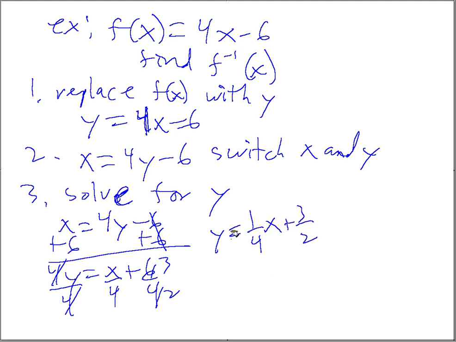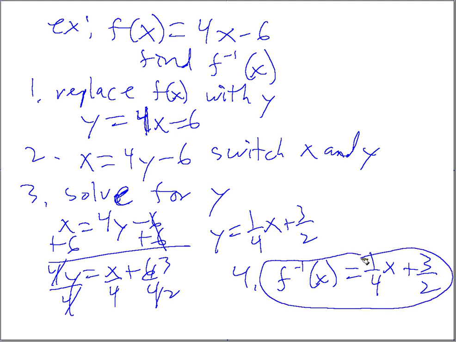All right. So we found the inverse to be 1/4 x plus 3 halves, but the final answer should be written using this inverse notation right here. So step 4, you're going to say f inverse of x then will be what? 1/4 x plus 3 over 2. All right, so this is the inverse function we're looking for.